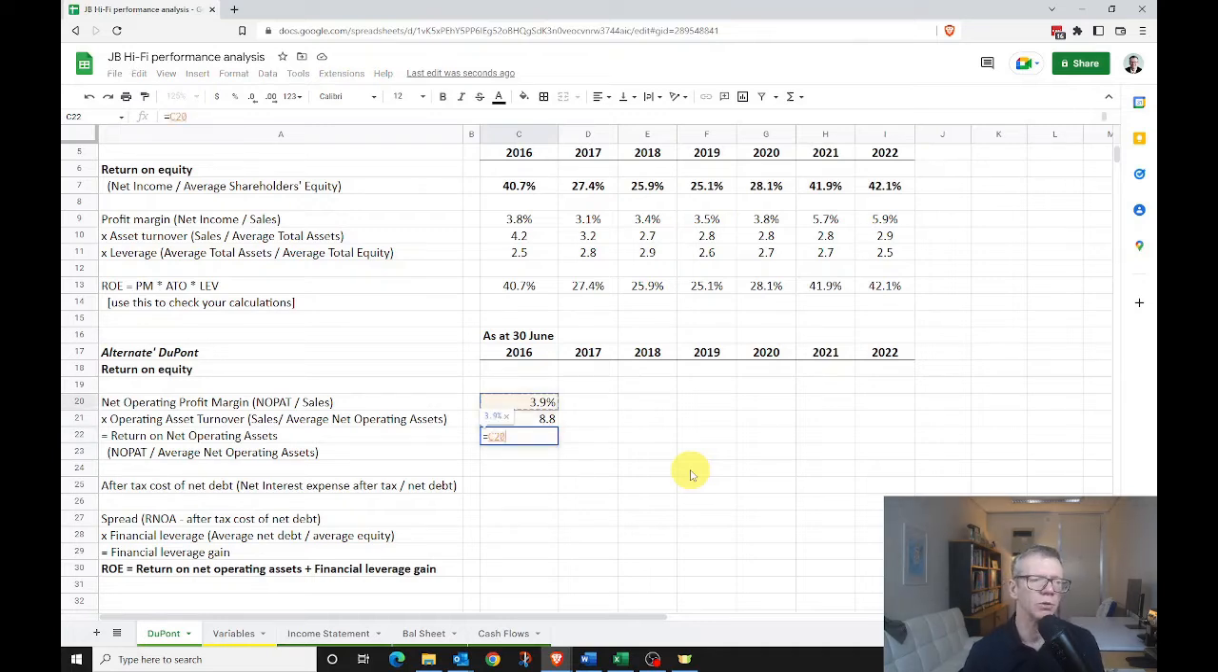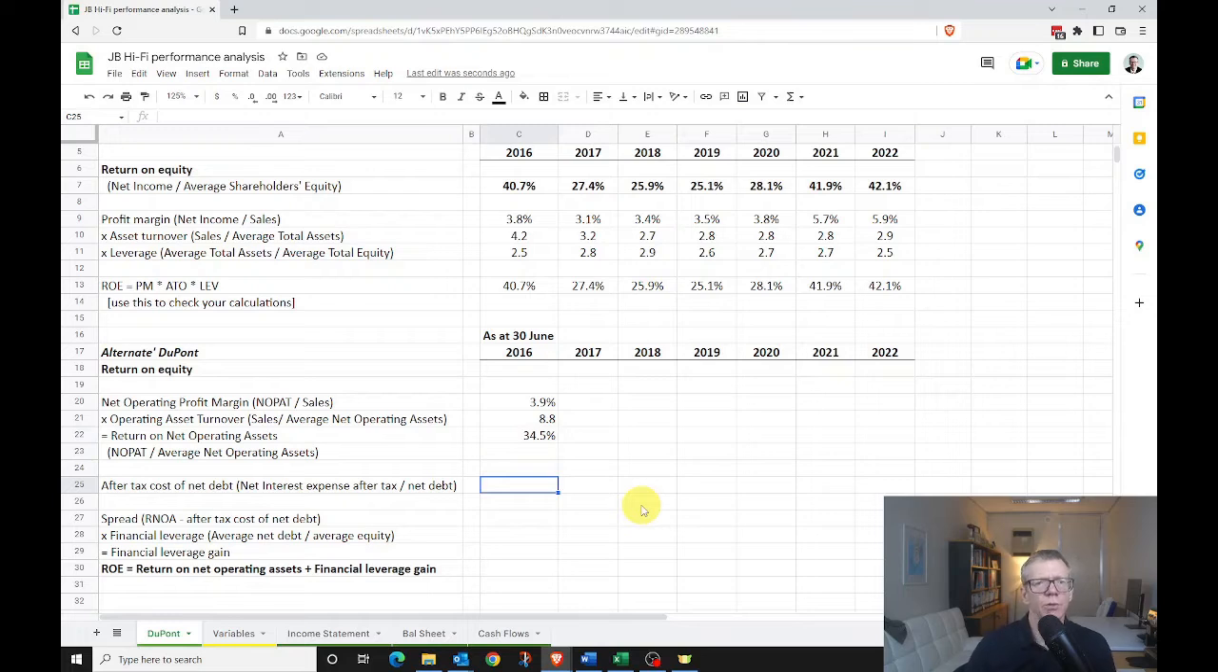These two measures multiplied together: our net operating profit margin multiplied by our operating assets turnover gives us the return on net operating assets. So return on net operating assets, which is going to be similar to a return on invested capital measure, because the invested capital is going to be used to purchase the operating assets. So 34.5%. So this is the RNOA, return on net operating assets.